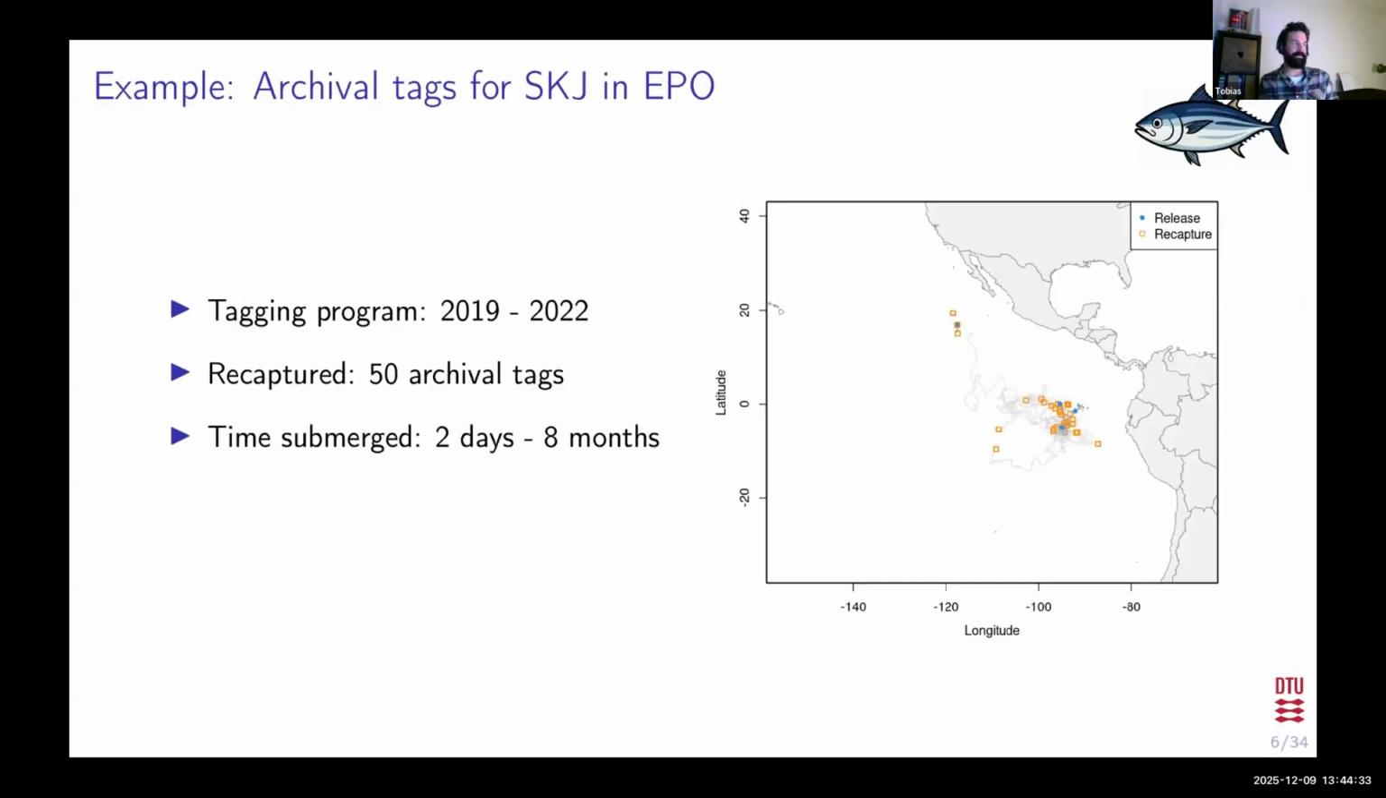We also had a few of those available from the latest tagging program for our skipjack. We had around 50, indicated again in blue the release, and then orange the recapture, and the gray track the reconstructed track between the two. They were submerged anywhere between 2 days and 8 months. So that was the data that we had available.